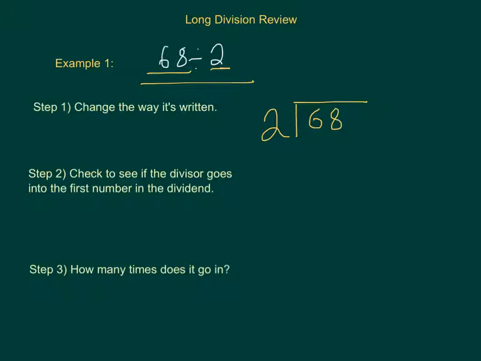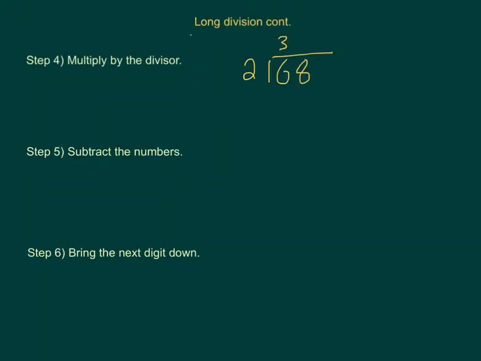Now in step 2, we need to check to see if the divisor goes into the first number in the dividend. So does 2 go into 6? Yes, it goes in 3 times. And that's exactly what step 3 is: how many times does it go in? Well, we wrote it down. So 2 goes into 6 3 times. Now in step 4, we've got our 3 on top and we just need to multiply by the divisor. So 3 times 2 is 6, and we write it down here. In step 5, we just subtract. So 6 minus 6 is 0. So we're good so far.